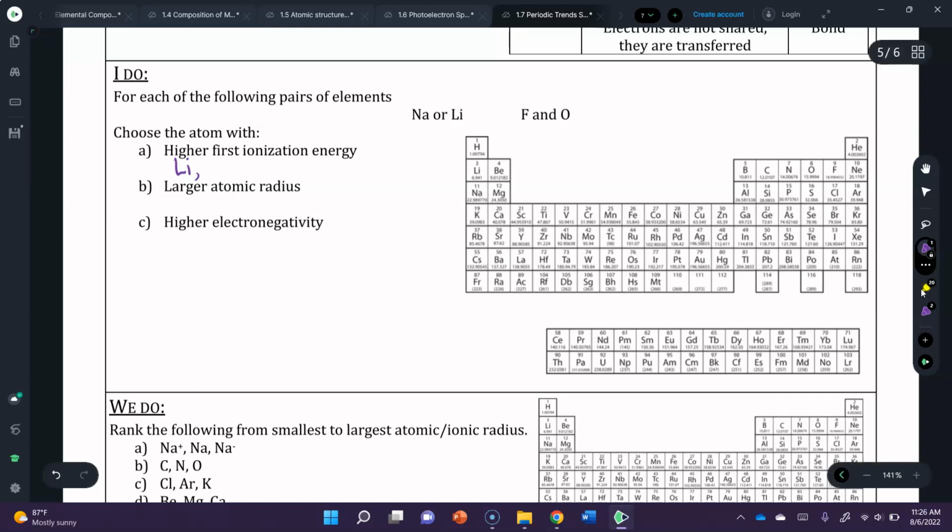Out of fluorine and oxygen, it will be fluorine that has the highest first ionization energy out of the two, because fluorine has a greater force of attraction.